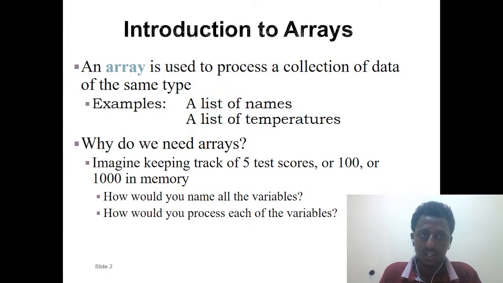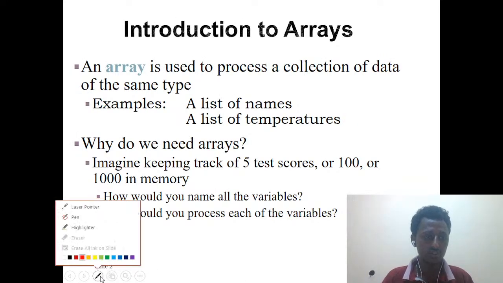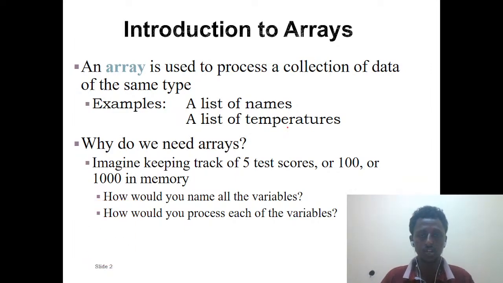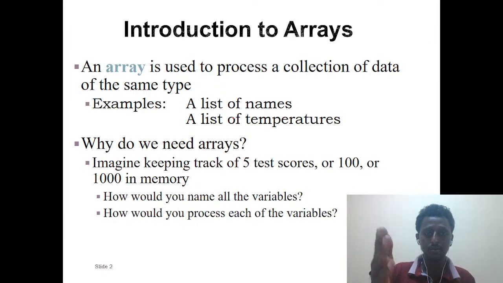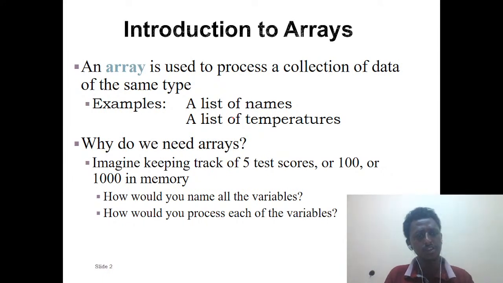Arrays. What does array mean? An array is used to process a collection of data of the same type. Example, a list of names or a list of temperature records for certain consecutive days. So an array is used to record or hold data of the same data type within a consecutive scale. For example, a list of students' names, a list of students' marks, a list of temperature records for a certain period of time.